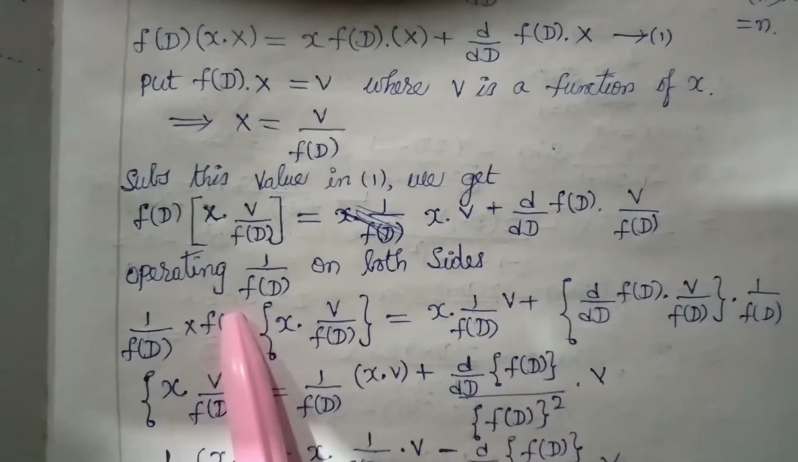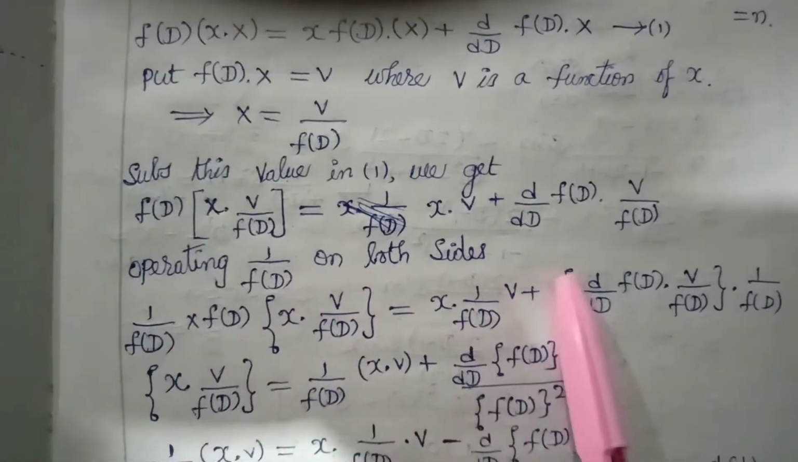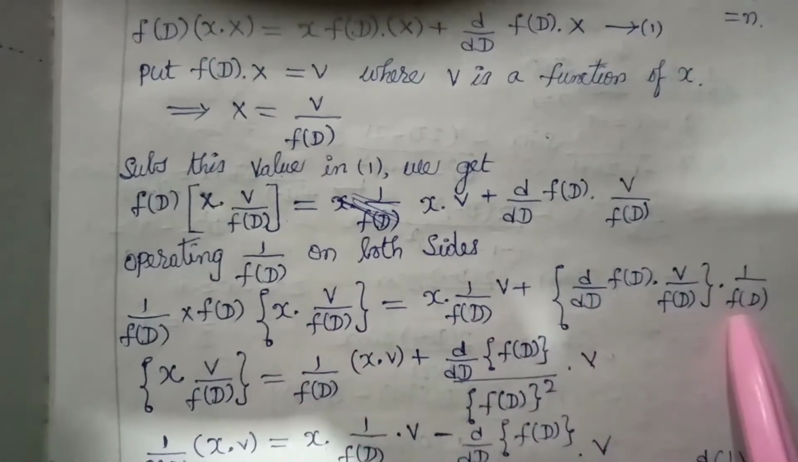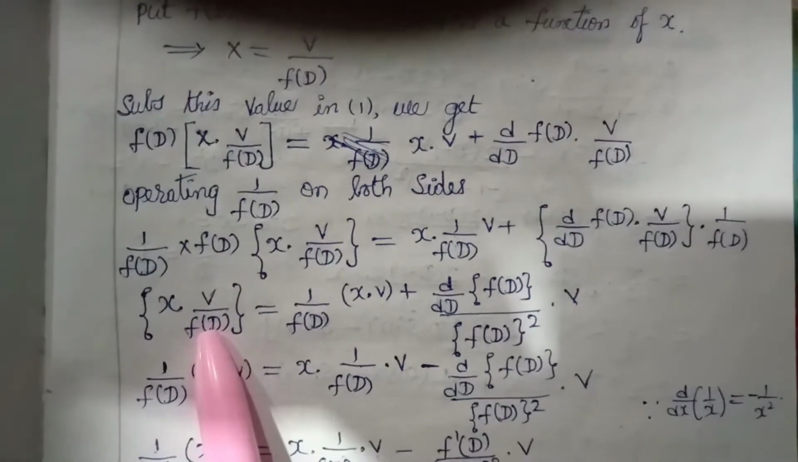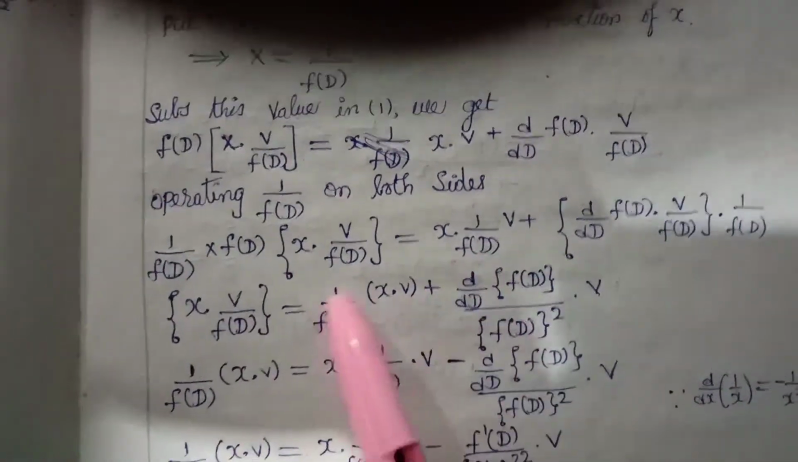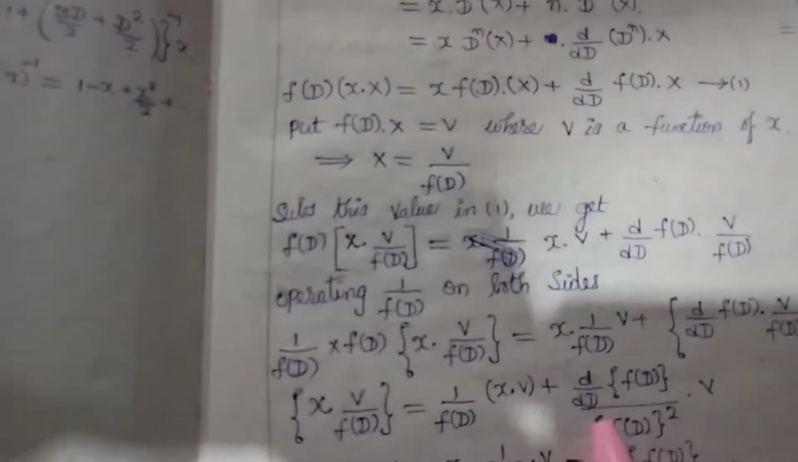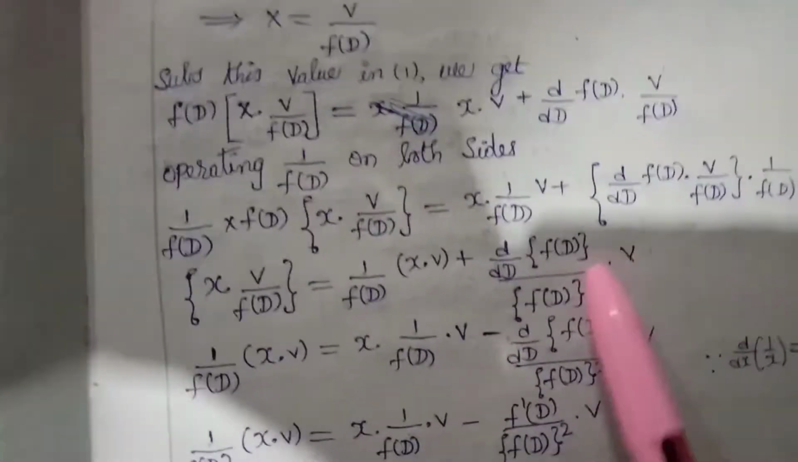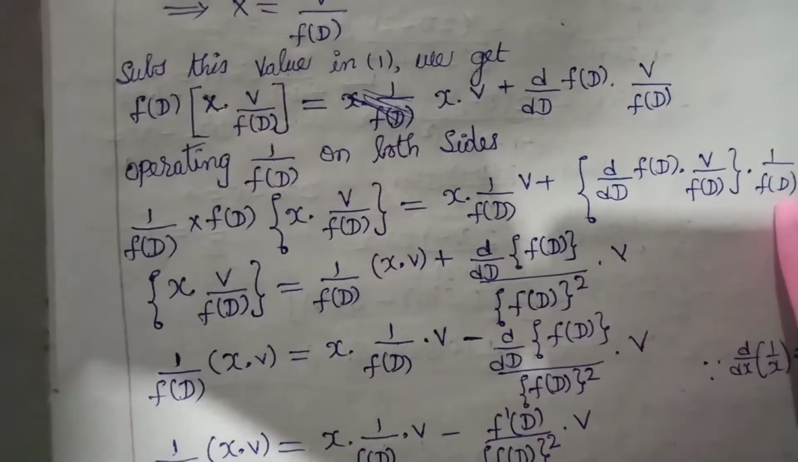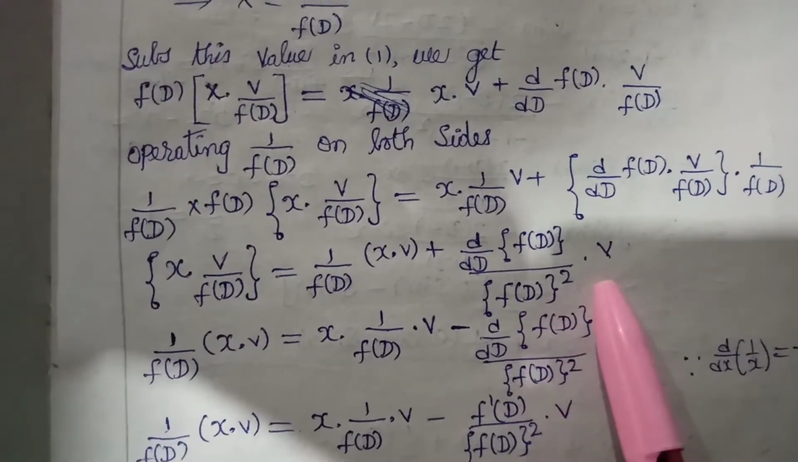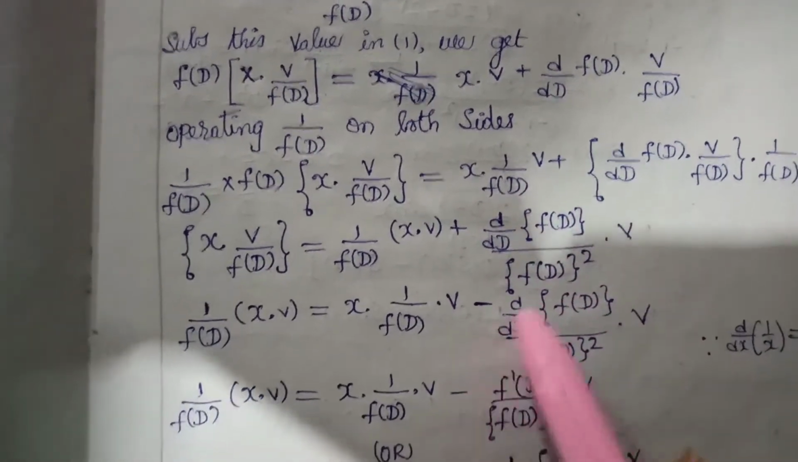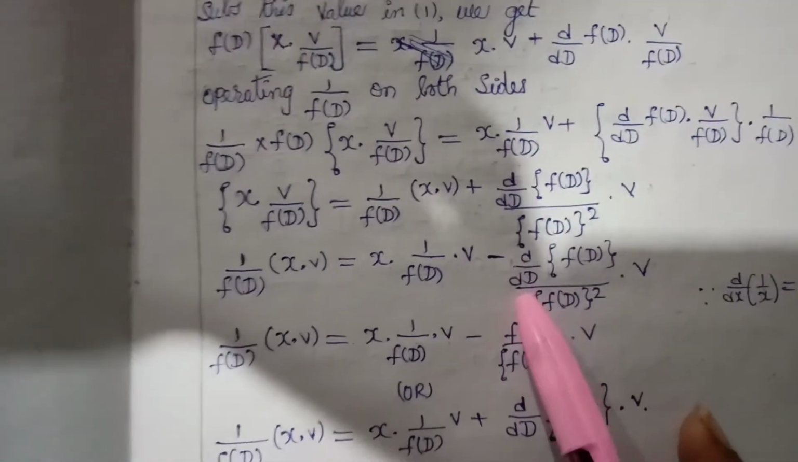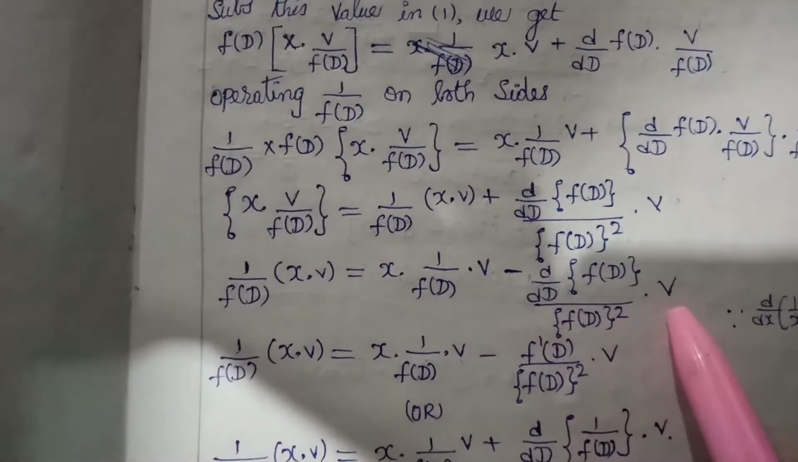Next step what we will do is we will operate 1 by f of D on both sides. So we are doing it for all the three places. Now this 1 by f of D and f of D gets cancelled in your left hand side, and in your right hand side 1 by f of D is written as it is. The remaining part is x into v plus d by dD of f of D divided by f of D into f of D, that is f of D whole square into v. Now instead of writing like this, I can also replace this as d by dD of f of D into f of D whole square.